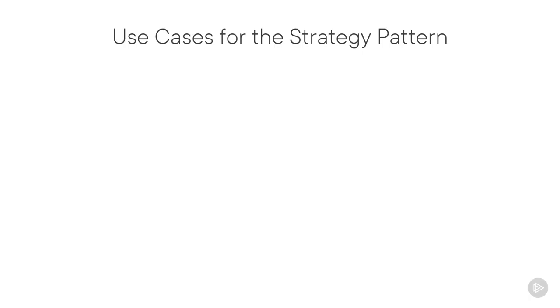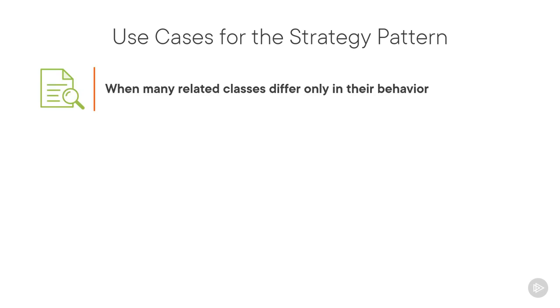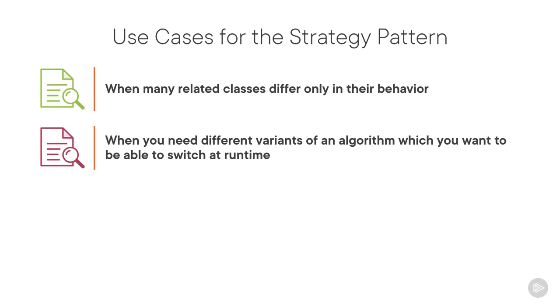You can use this pattern when many related classes differ only in their behavior, so not in their interface. Strategies provide a way to configure a class with one of many behaviors, as we've seen with our 3 different export service implementations. You can also use it when you need different variants of an algorithm, which you want to be able to switch at runtime. An export algorithm to 3 different formats, for example, again, as we've just seen.